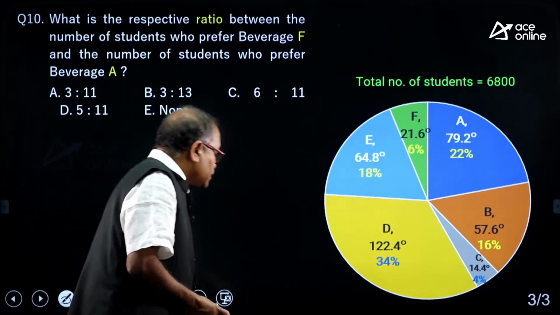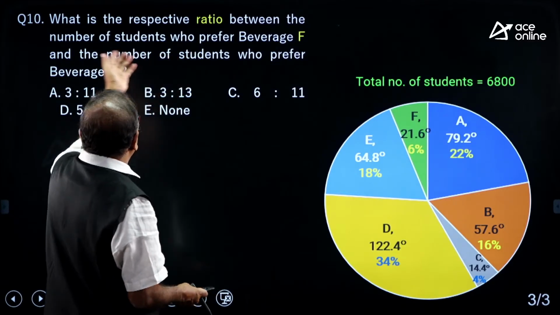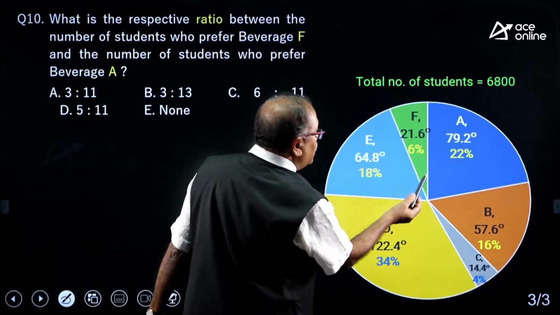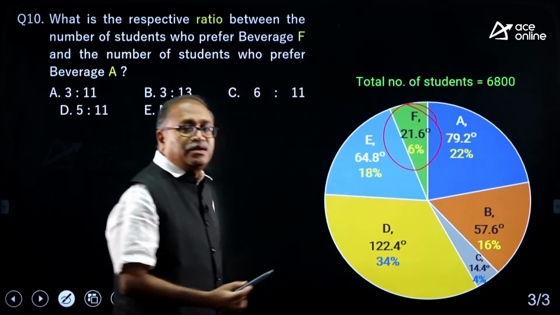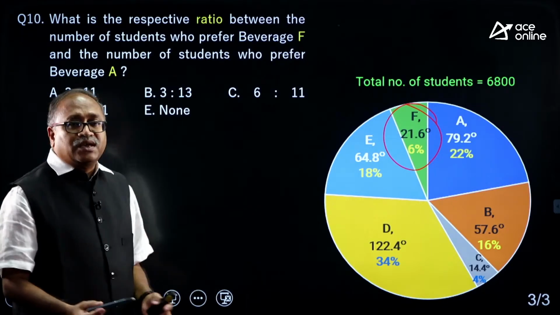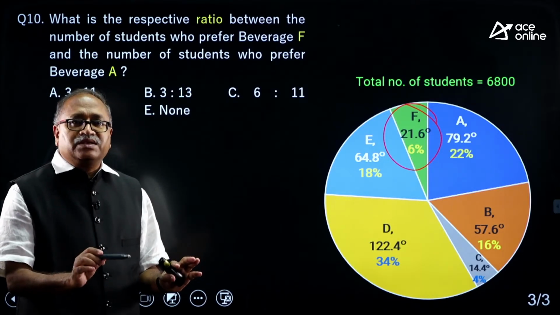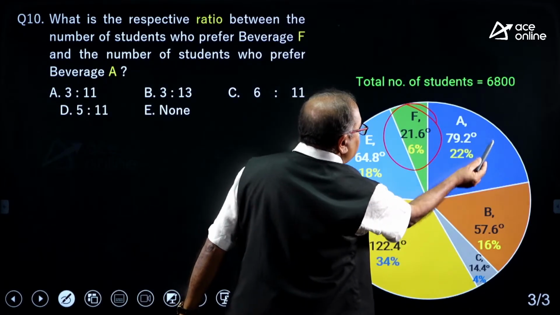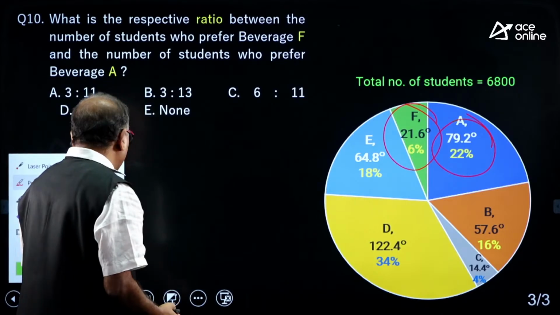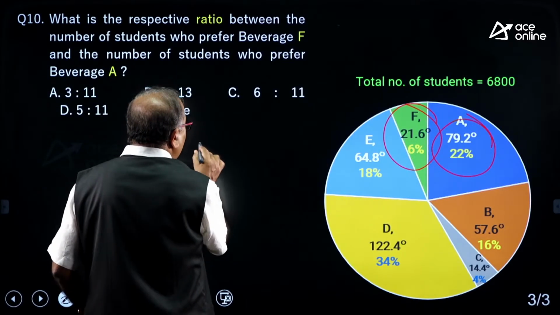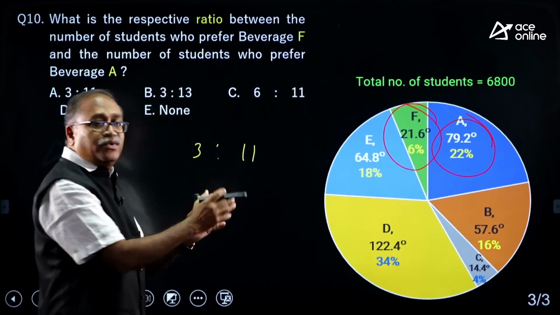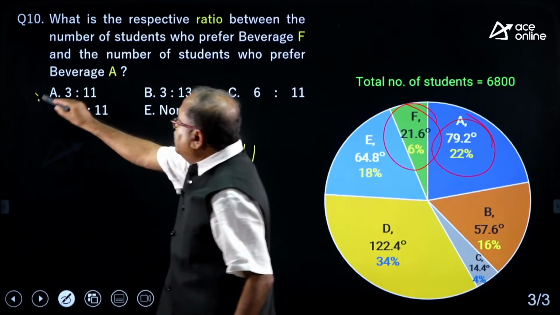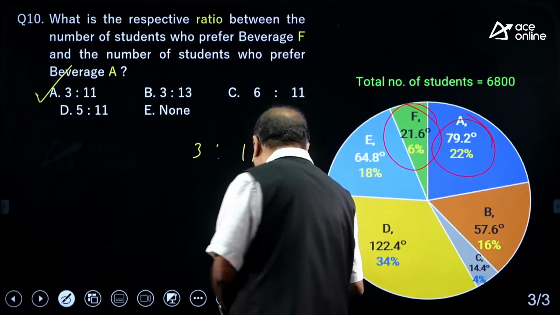It is said, the respective ratio between the number of students who prefer beverage F. So, what is beverage F here? Beverage F is at angle 21.6, in percentage that is 6. In order to answer the question, use that 6%. And beverage A is 22%. So for answering sake, you can directly answer the question: 6:22, which is 3:11. Do we have any option? 3:11, option A.